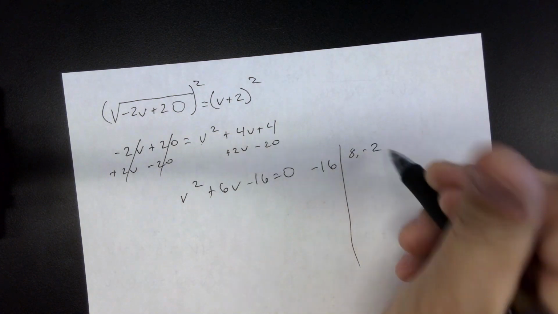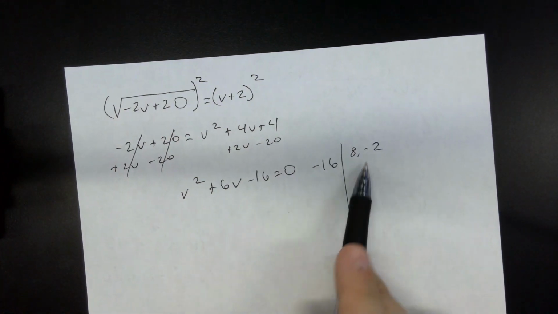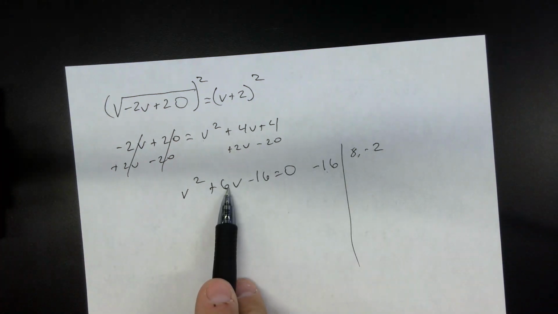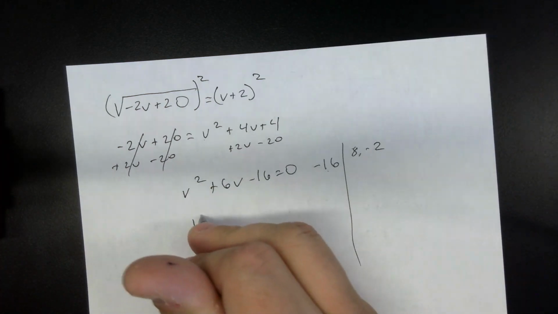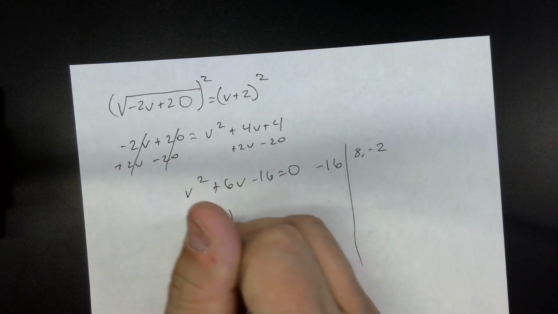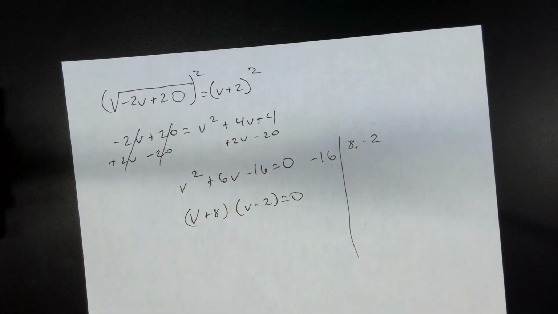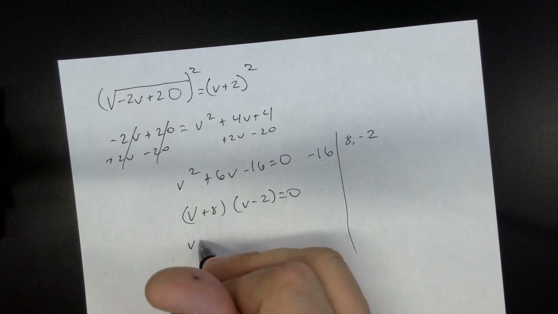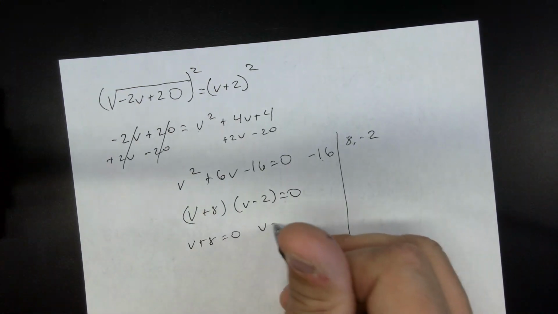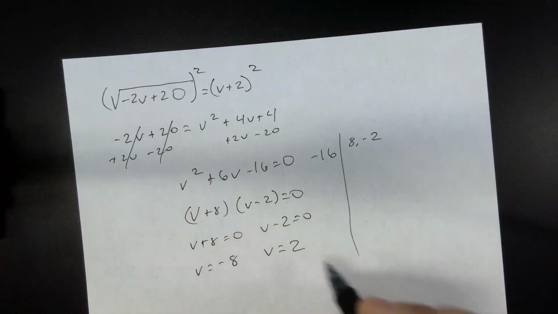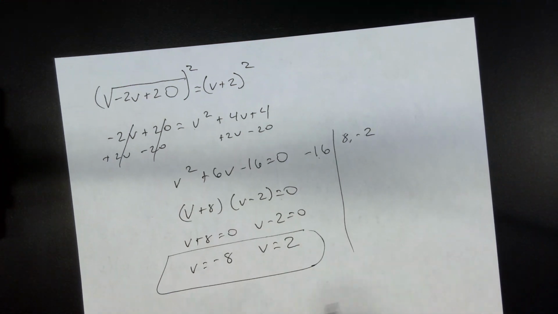I know my two numbers are 8 and negative 2. They multiply together to be negative 16. They add together to be positive 6. So I can come down here and go v plus 8, v minus 2 equals 0. At this point, we can then set them both equal to 0, and we get our two solutions as v equals negative 8 and v equals 2. Okay, questions? Sam?